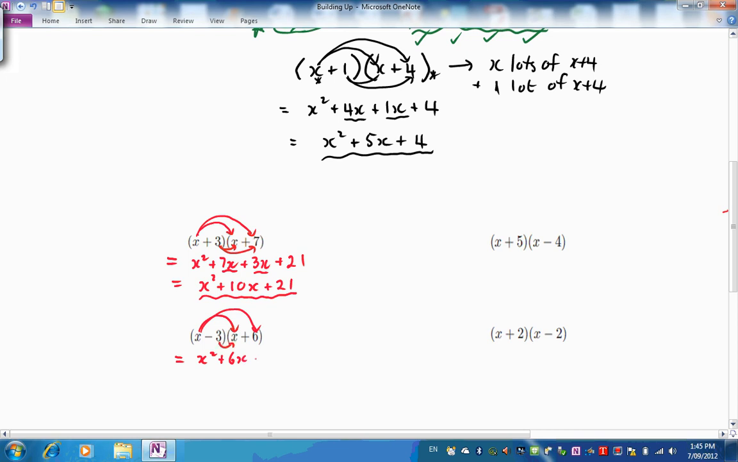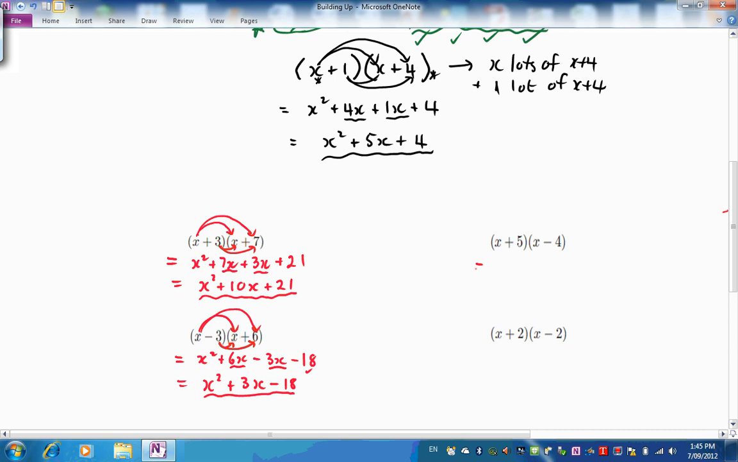Neg 3 times x is neg 3x, then neg 3 times positive 6 is neg 18. So, are there any other x squareds? No, it's only the first one, but there are two x terms. 6x take 3x is positive 3x, collecting them up because they like each other. Then we've got one number left on the end. So you can see a sort of pattern happening here.